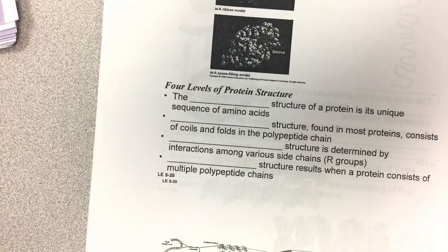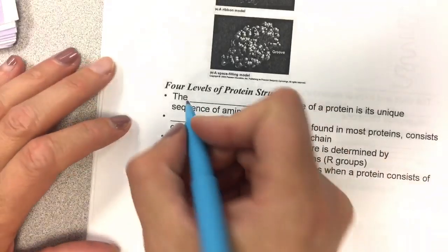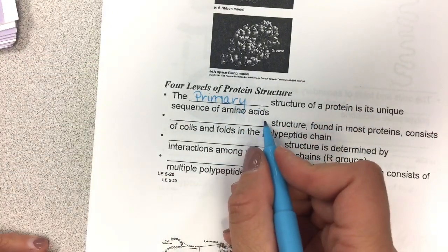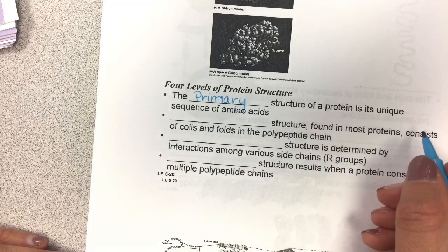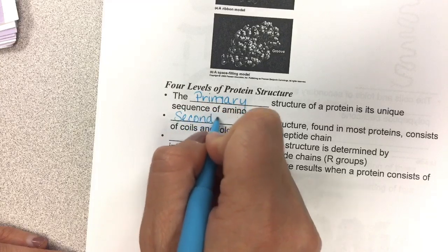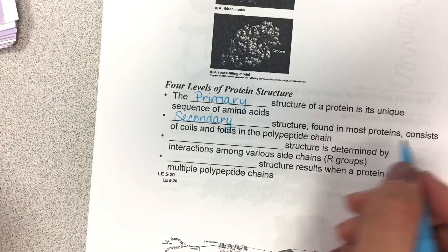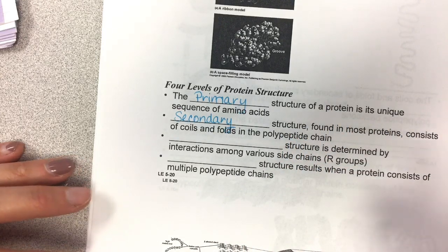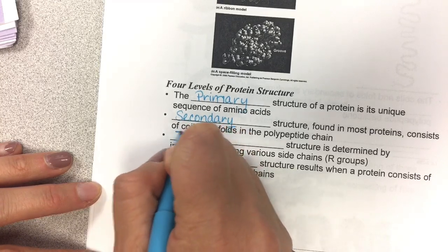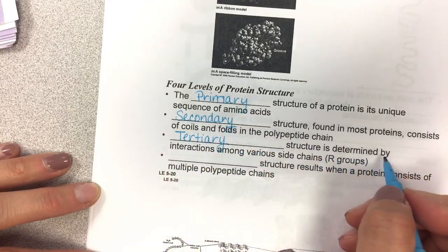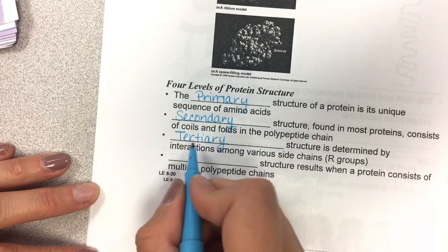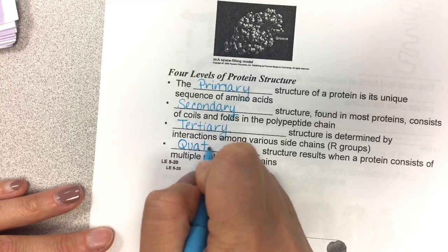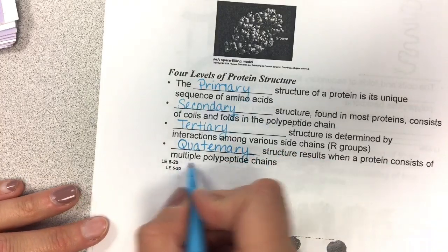You'll see in your textbook one of these two ways to show shape for the protein. So let's look at how proteins are put together. There are 4 levels of protein structure. The primary structure of a protein is its unique sequence of amino acids, what amino acid is hooked to what amino acid, and so on. The secondary structure, which is found in most proteins, consists of coils and folds, so it coils and folds and is not linear. Then what comes after secondary is tertiary. The structure is determined by interactions among various side chains, the R groups, and we'll talk about this in a second. I'm just giving you an overview. The fourth level of structure is called the quaternary structure, when a protein consists of multiple polypeptide chains.